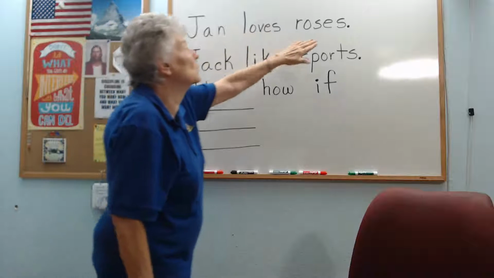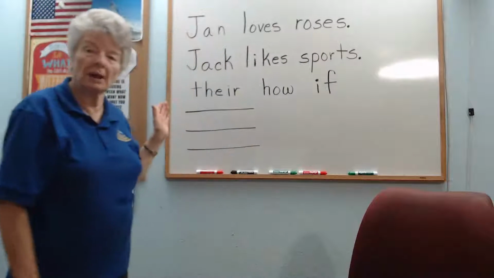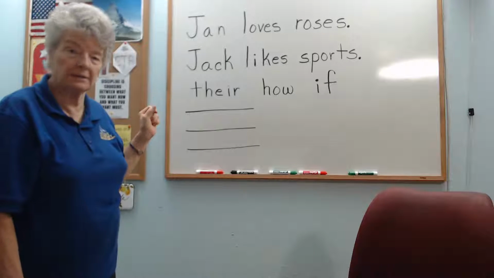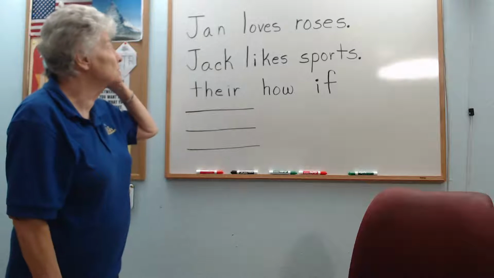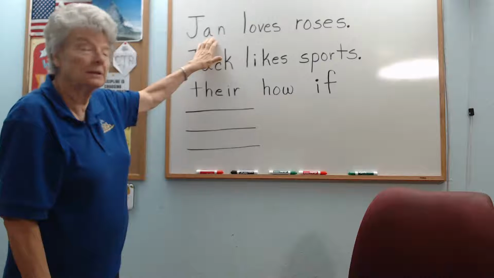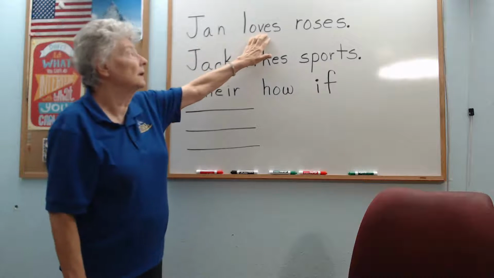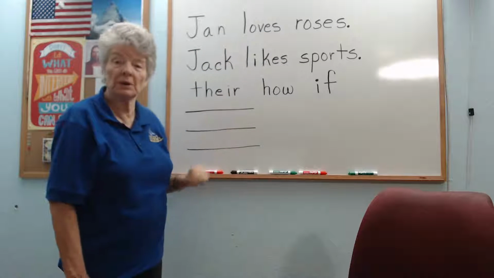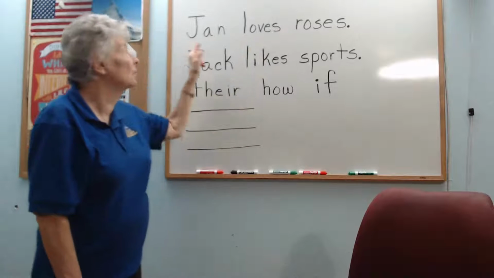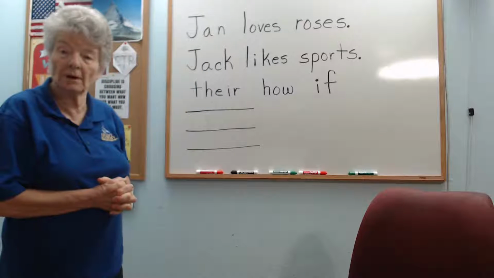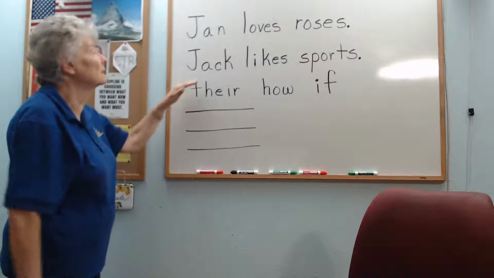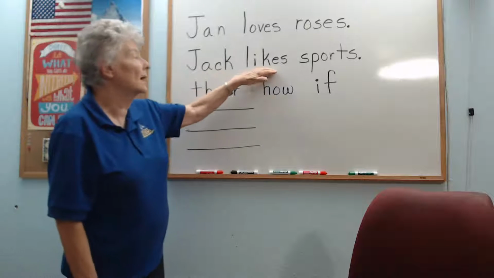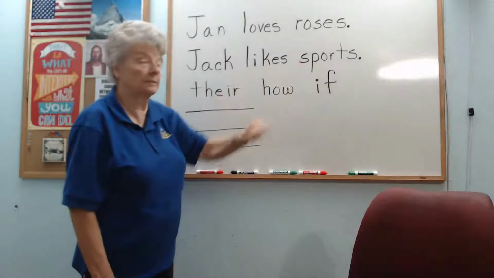Jan loves roses. Do we have a capital? Yes. Do we have a period? Yes. Do we have a subject? Yes, Jan. Do we have a verb? Yes, loves. And in this one, we even have an object, roses. Jan loves roses. Is that a complete thought? It is, isn't it?